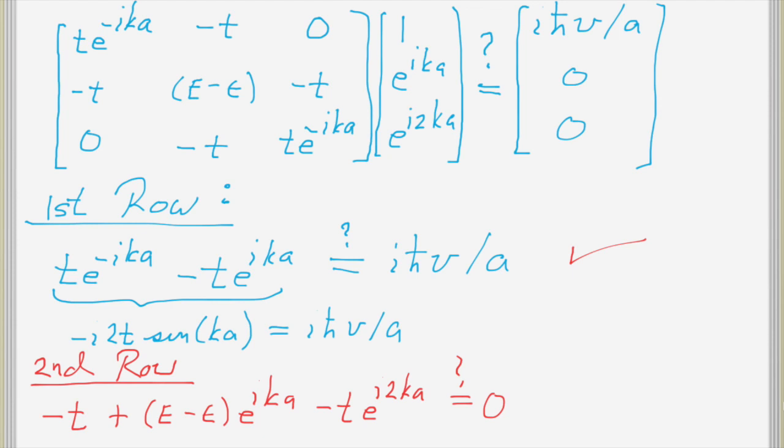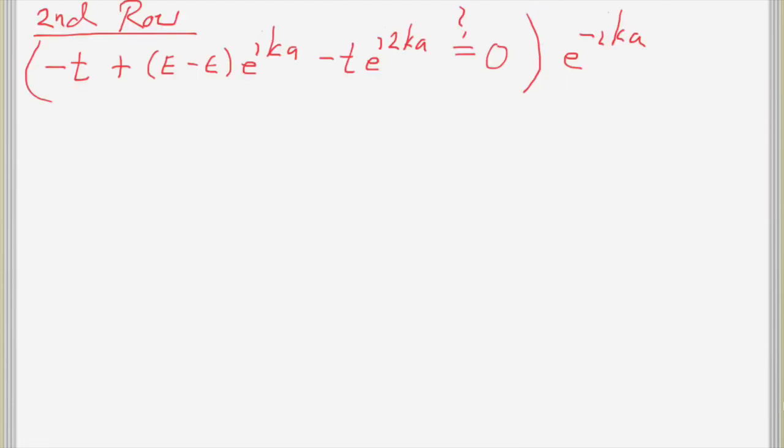All right. And so if we multiply through by e to the minus ika, and then multiply the whole thing by e to the minus ika, all right? And so then we have minus t e to the minus ika plus e minus epsilon minus t e to the plus ika equals 0 if we do that.